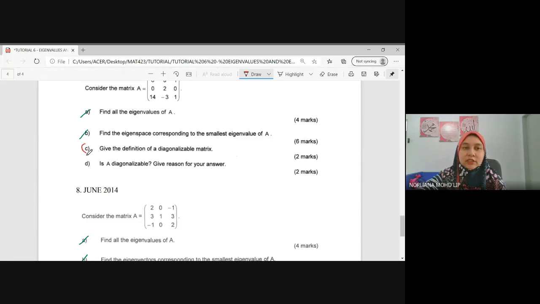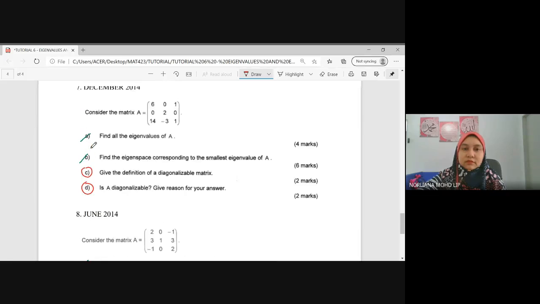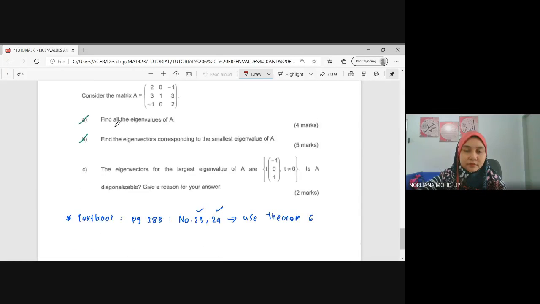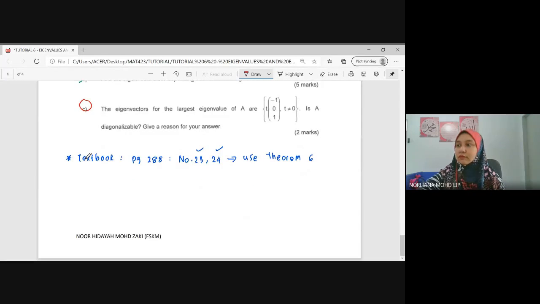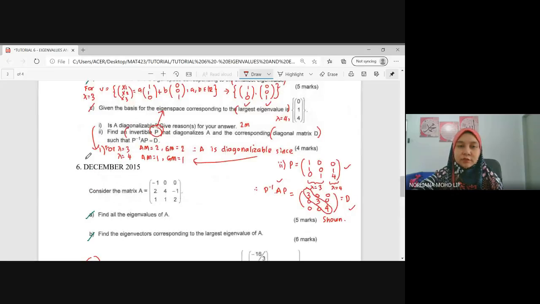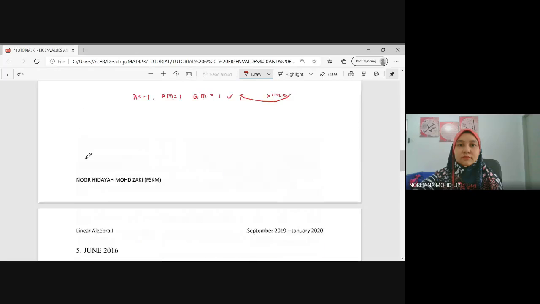Ni brief definition. So tadi untuk diagonalizable ada 2 condition lah. Yang first condition dengan second condition. Okay, ada soalan. So official kita dah habis lah syllabus untuk subjek linear algebra ni. Okay, ada soalan?